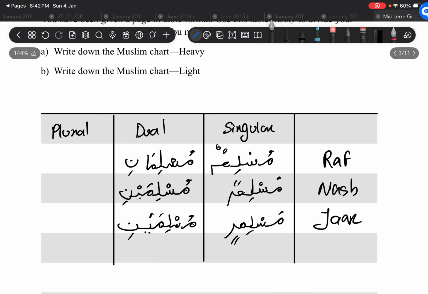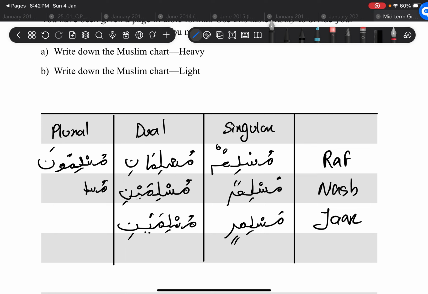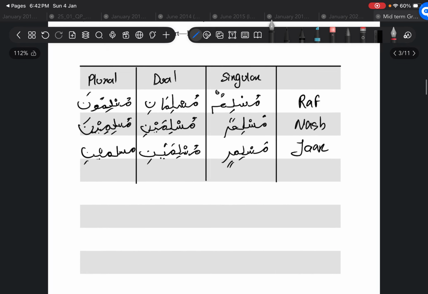For the plural, it's going to be una, ina, ina. So it's muslimuna, muslimina, and muslimina.